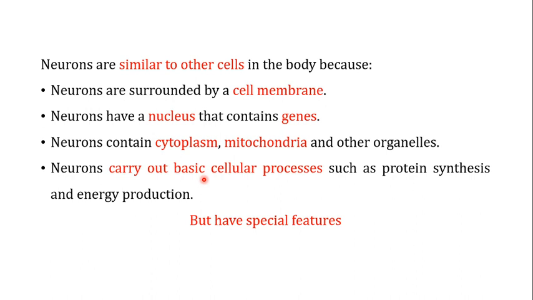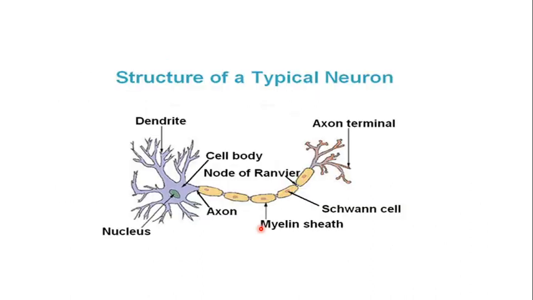Now the neurons are very similar to the other cells in the body, because they are surrounded by a cell membrane just like the other cells of the body. They have a nucleus and genes just like the other cells. They have cytoplasm, mitochondria and other organelles, and the neuron carries out basic cellular processes such as protein synthesis and energy production. But these neurons have special features that we will discuss now.